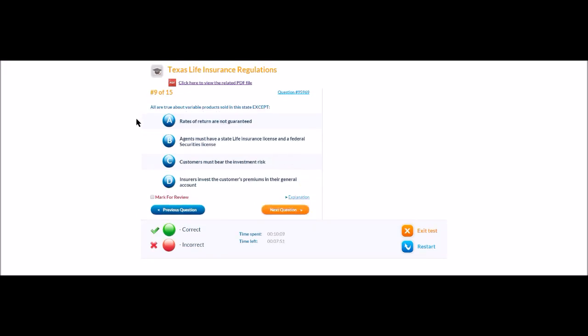9. All are true about variable products sold in this state except A, rates of return are not guaranteed. B, agent must have a state life insurance license and a federal securities license. C, customer must bear the investment risk. D, the insurer invests the customer premium in their general account. Okay, all are true about variable products sold in this state except.